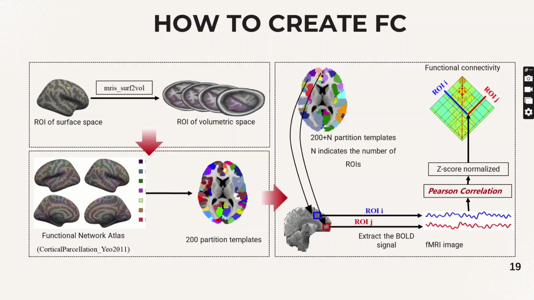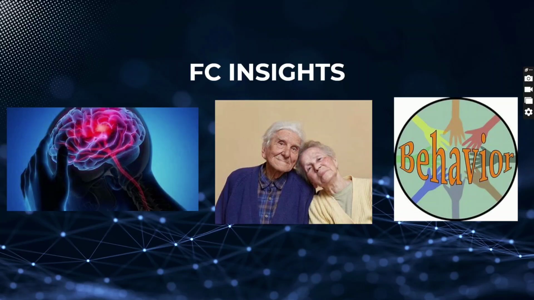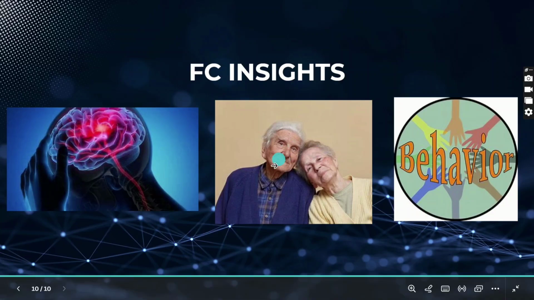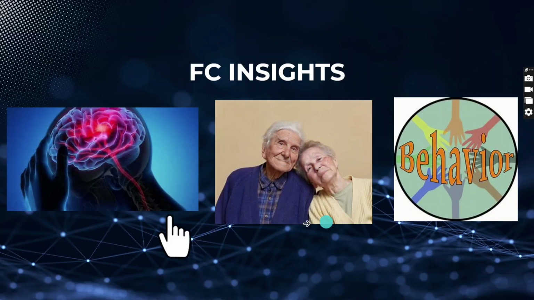And then we saw why FC is important, because you can see that FC is altered if you have mental disease or other kinds of disease. FC also varies with increasing age. It also varies with your behavior. So you can find many insights using FC.